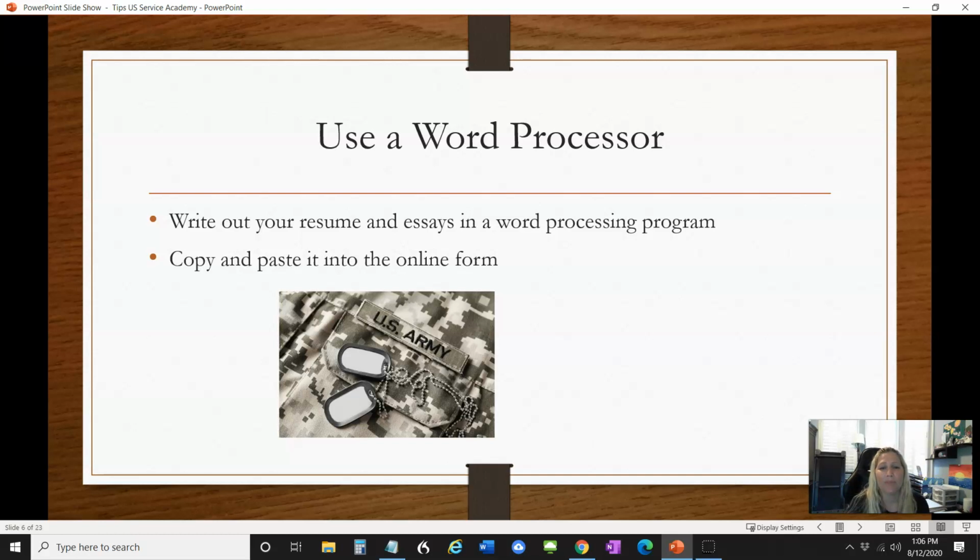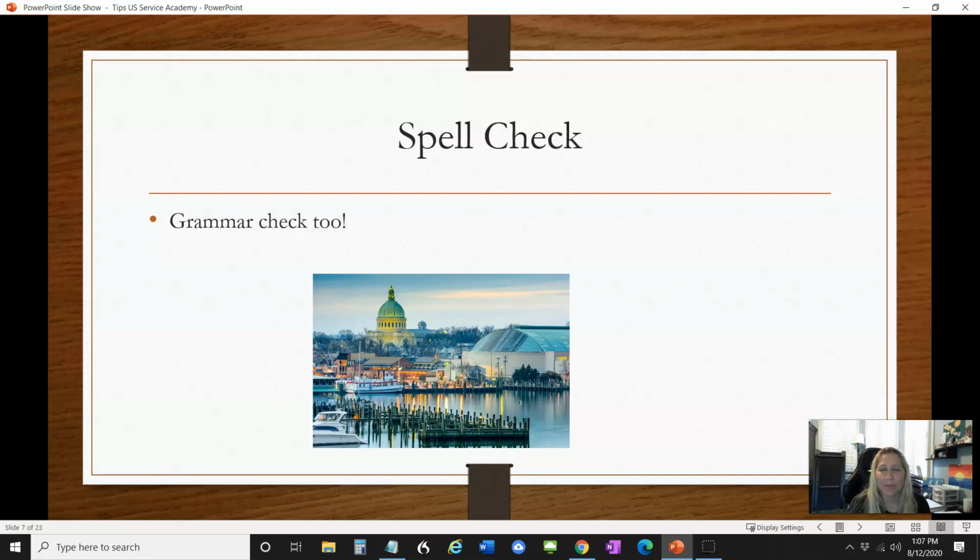You want to copy and paste it into the online form. There's a few reasons. One, you're going to probably reuse parts of your essay, and so if you've written it in a word processor, then you have it. If you just wrote it in the online form and then submitted it, it's gone, so you can't get to it. So write it in Word, write it in some processing program, spell check, edit, do all those sorts of things. All right, don't just submit it. All right, spell check and grammar check too.